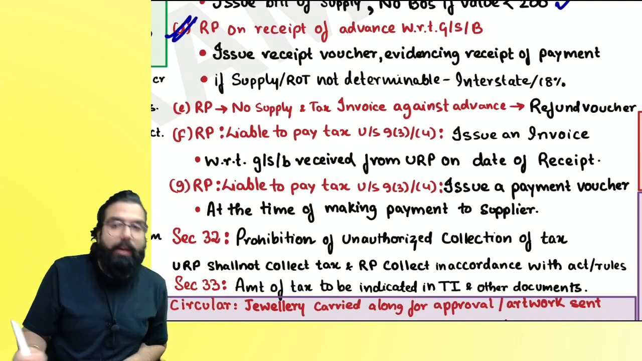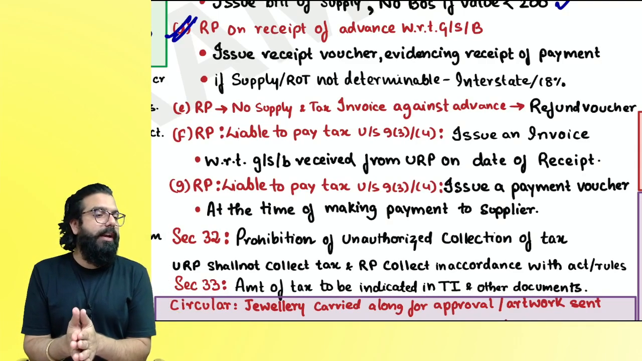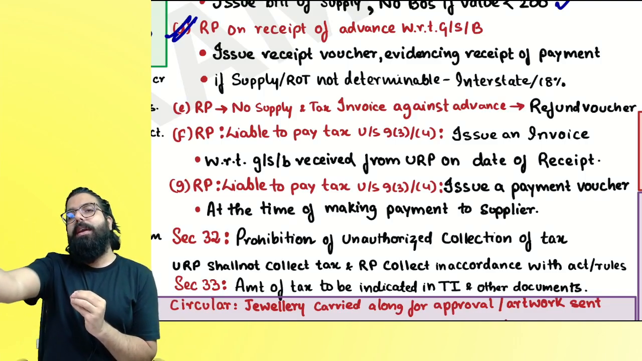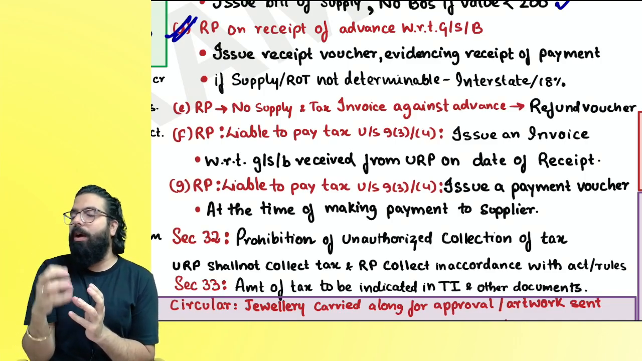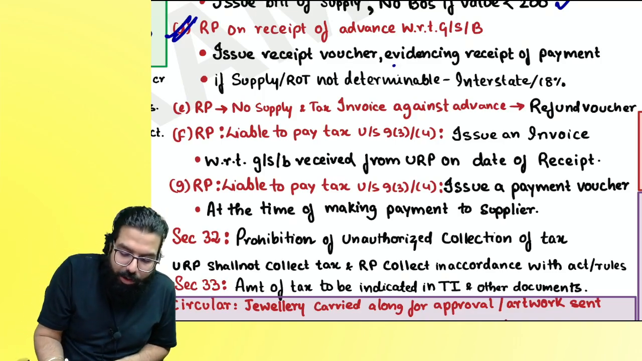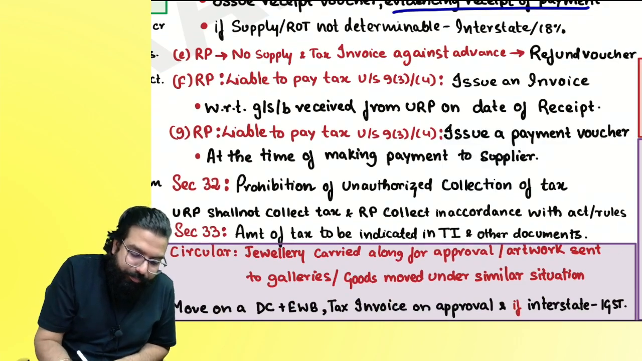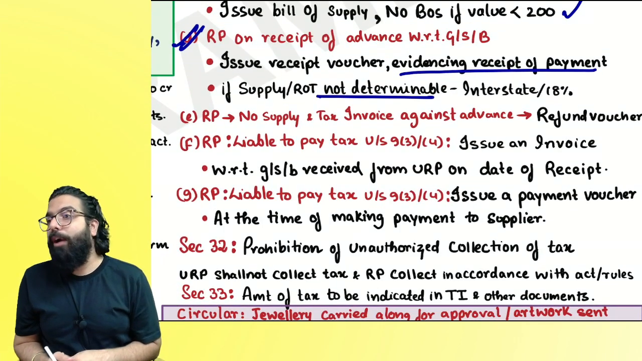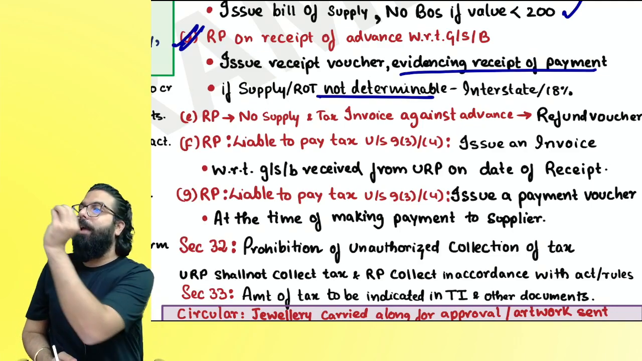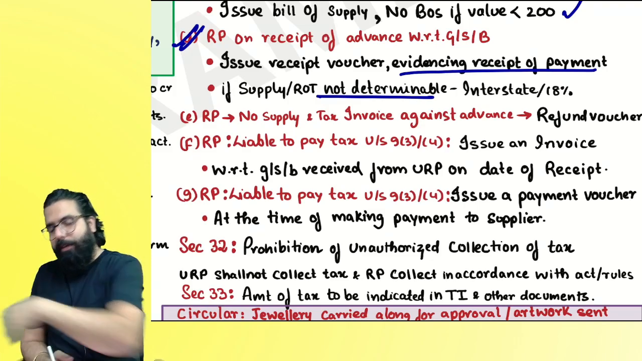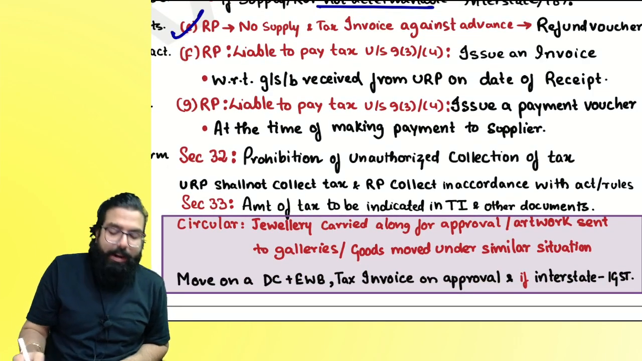The next one is 31.3D. What is 31.3D, everyone? If I receive an advance, I have to issue a receipt voucher. Are we clear, everyone? I always have to issue a receipt voucher evidencing that I have received the payment. Sir, when I receive the advance, I don't know whether it is intra or inter, and I don't know the rate. The government said, assume interstate, pay IGST and pay how much? 18%.